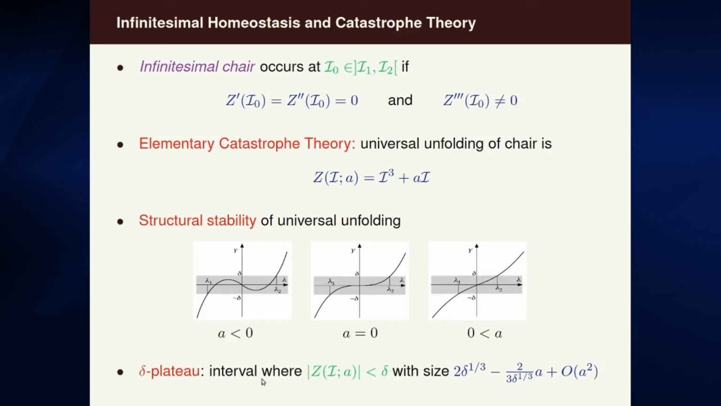The delta plateau is the interval where the chair is approximately constant and is defined by this condition, and this is the approximate size of this plateau in terms of delta and the unfolding parameter.